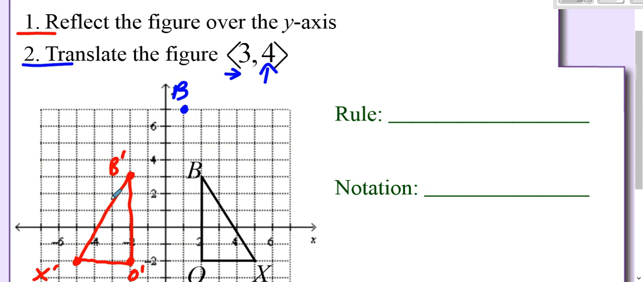Now, since that's the second time we move B, you call it B with 2 primes, B double prime. O, same thing, 3 to the right, up 4, and call it O double prime. X, and call it X double prime.